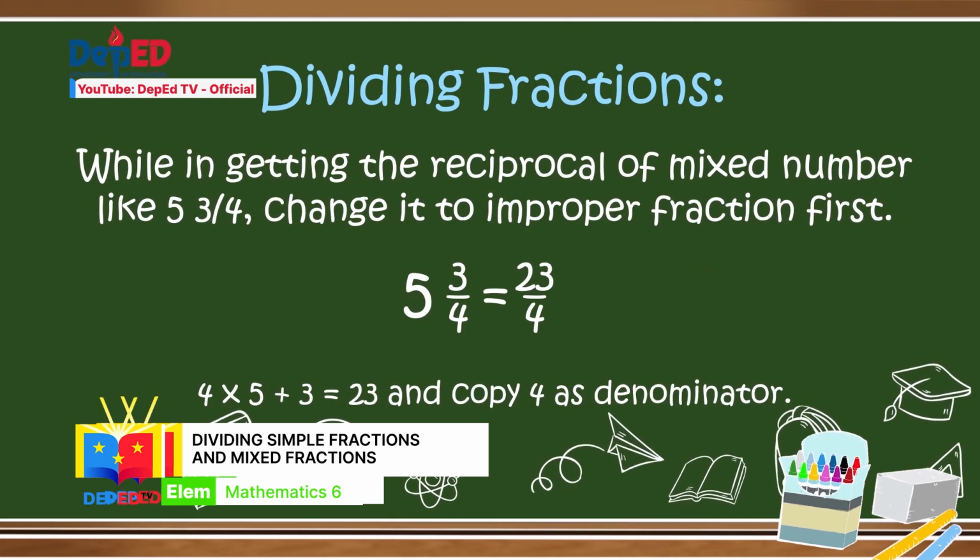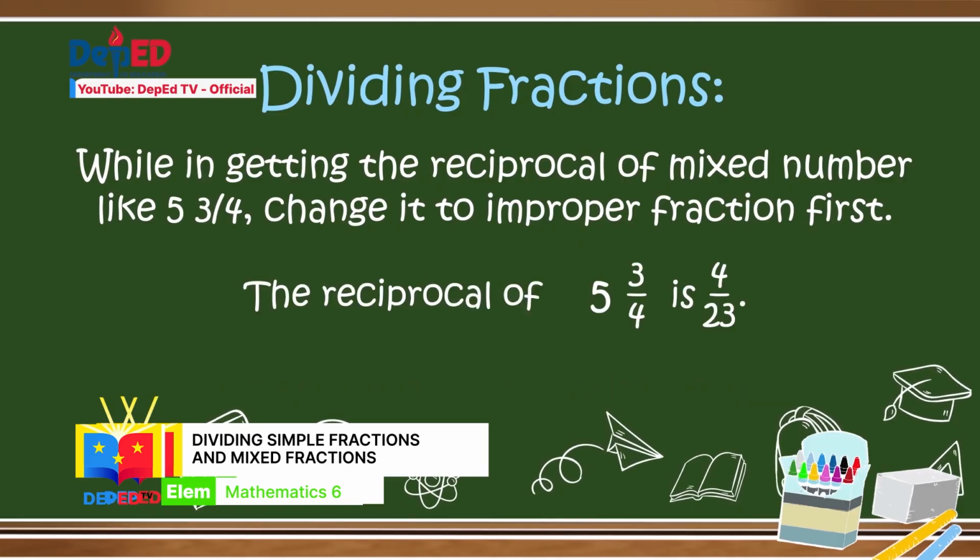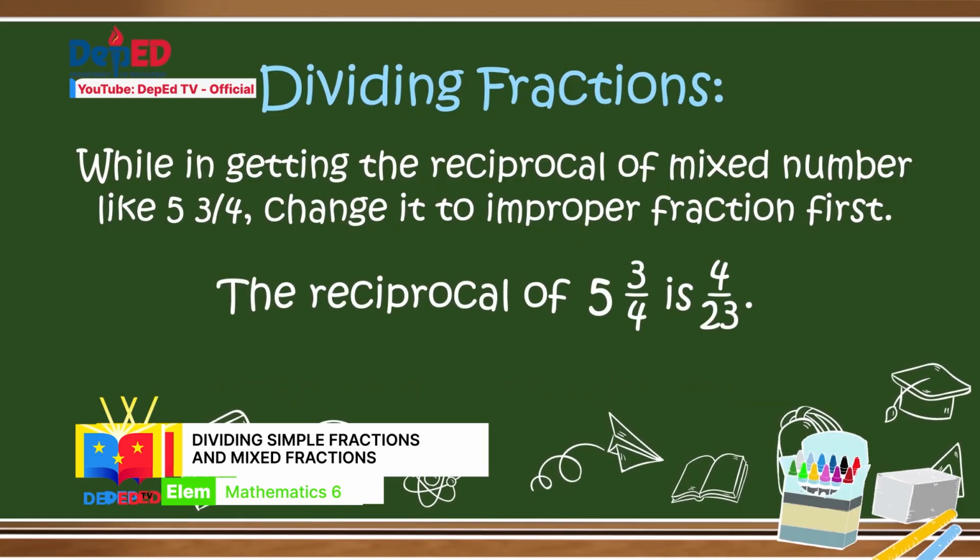While in getting the reciprocal of a mixed number like 5 and 3/4, change it first to improper fraction. 4 multiplied by 5 plus 3 equals 23. And copy 4 as denominator. We have 23 fourths. So, the reciprocal of 5 and 3 fourths is 4 23rds.